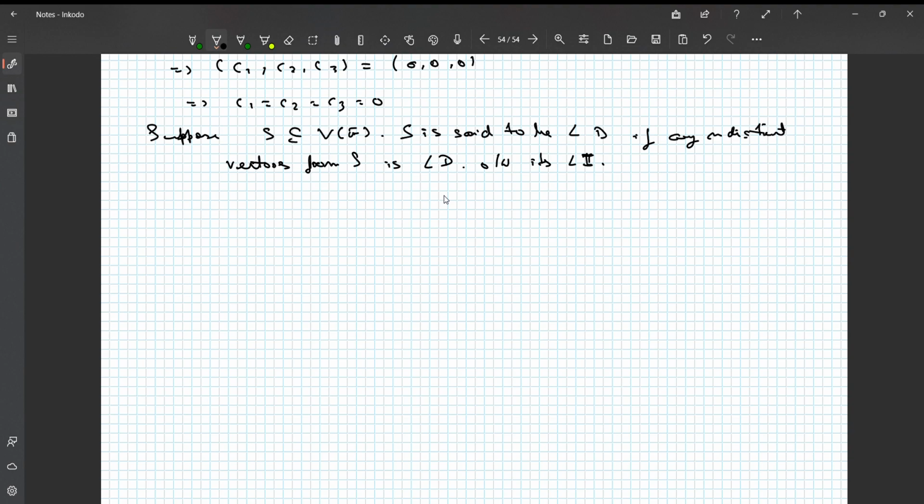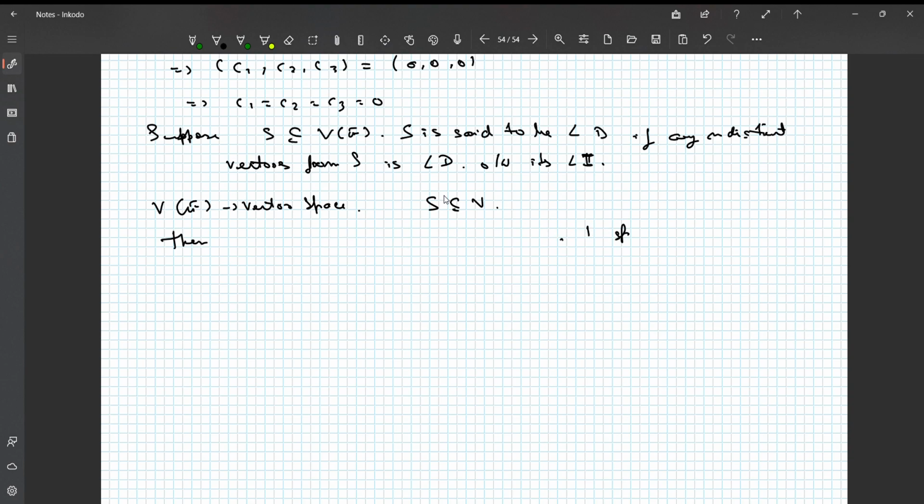So let's say, suppose V is a vector space, and S is a subset of V. Okay, S is a subset of V. Then S is said to span V, or it's termed as S is the spanning set.